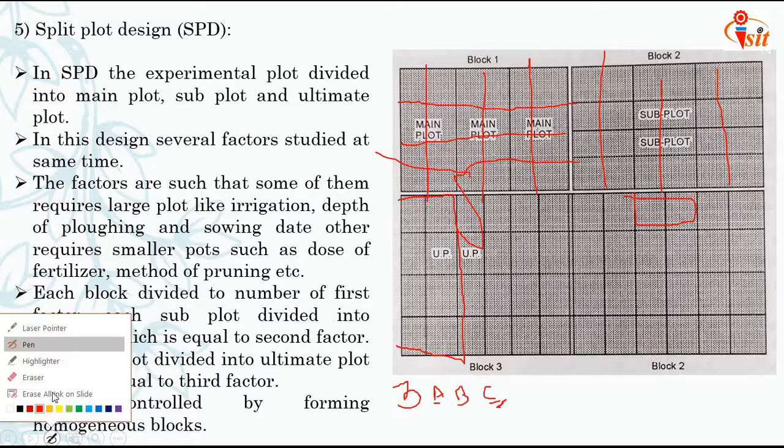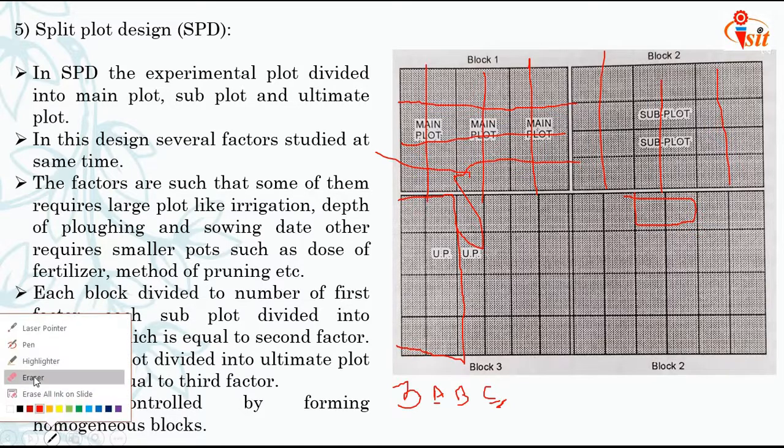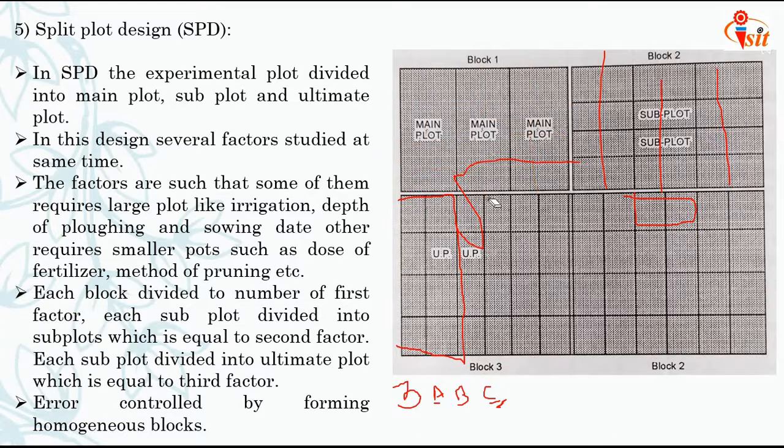And how is the error controlled here? By making homogeneous blocks. They made homogeneous blocks, and they can minimize the error arising due to the fertility of soil. So in split plot design, the experimental plot is divided into main plot, subplot, and ultimate plot. In this design, several factors can be studied at the same time, like irrigation, depth of sowing, sowing date, fertilizer dose, and methods of sowing.